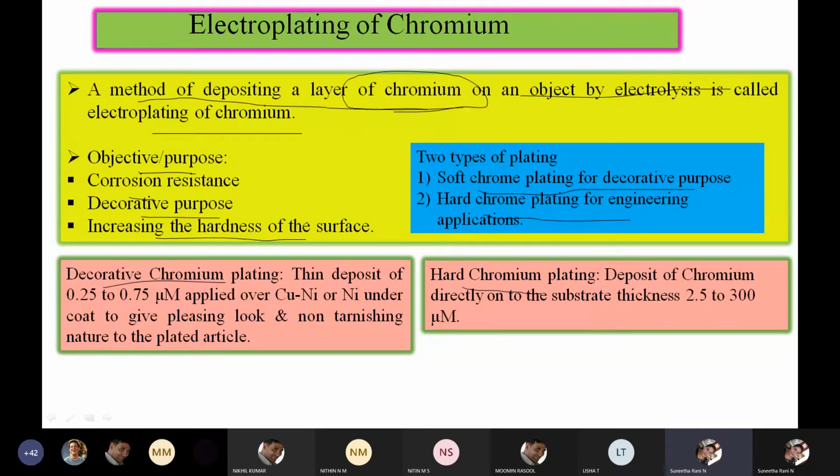So how is it being done? What is decorative chromium plating? Decorative chromium plating is nothing but a thin deposit of 0.25 to 0.75.